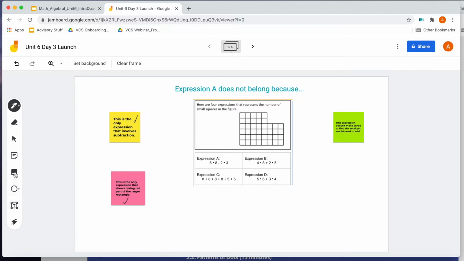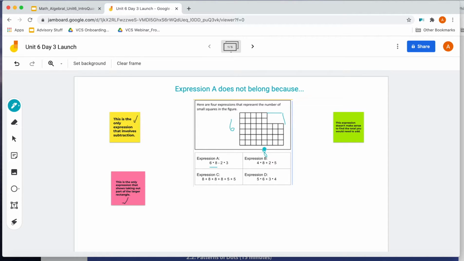And so again, this is where annotation becomes really, really helpful for students to visualize. So I'm going to grab the pen and I'm going to pick the color blue. So a student might say, well, I see expression A as the entire rectangle is 6 times 8. Oh, okay. So 6 times 8 is right here. And we have 1, 2, 3, 4, 5, 6. 1, 2, 3, 4, 5, 6, 7, 8.